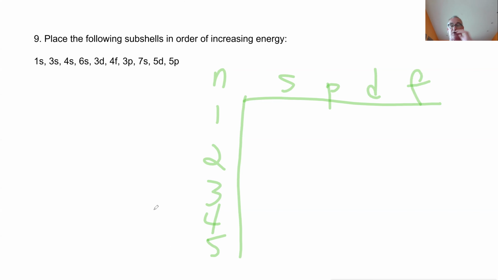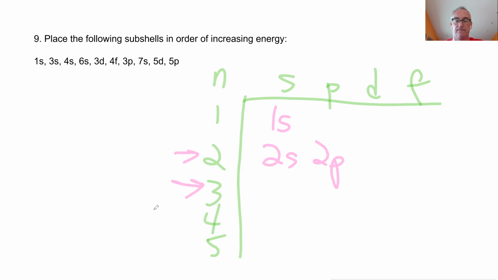So when n equals 1, how many subshells can I have? 1. And what do we call it? 1s. Now put the 1 in there as well. And then we're done. Now what about 2? How many subshells are present in 2? We have 2s and 2p. That's it, just 2. Okay, 2s, and then under the p we put 2p.